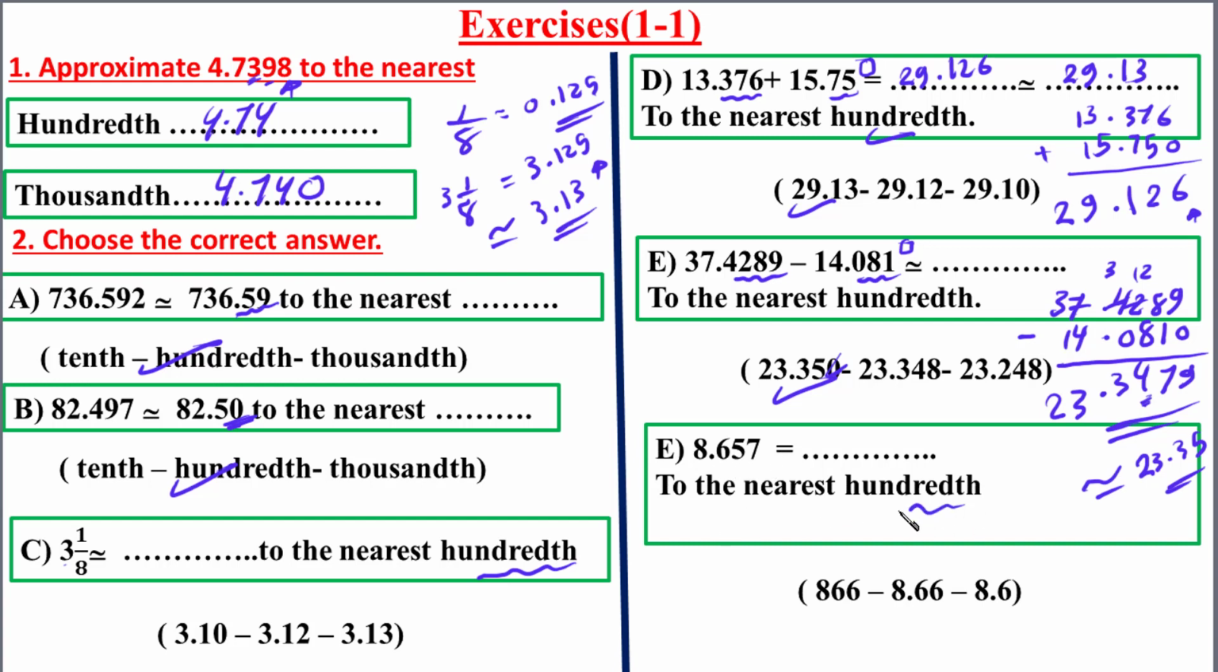Number F, the last one. 8.657 to the nearest hundredth. Now look at the thousandth place, it is 7. So if it's 5 or more, we will increase the hundredth place by 1. So 5 will be 6. This is approximately equals 8.66. The answer is number 2.